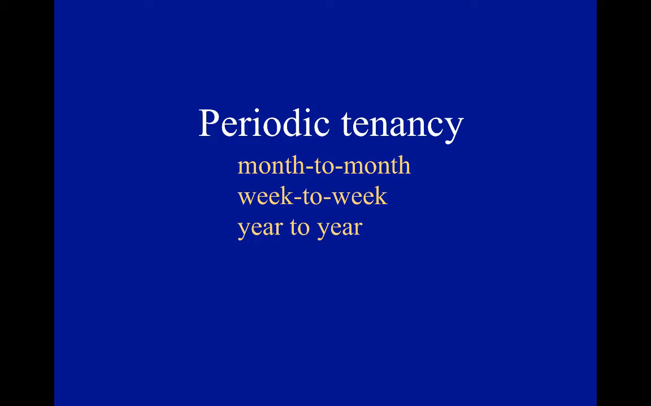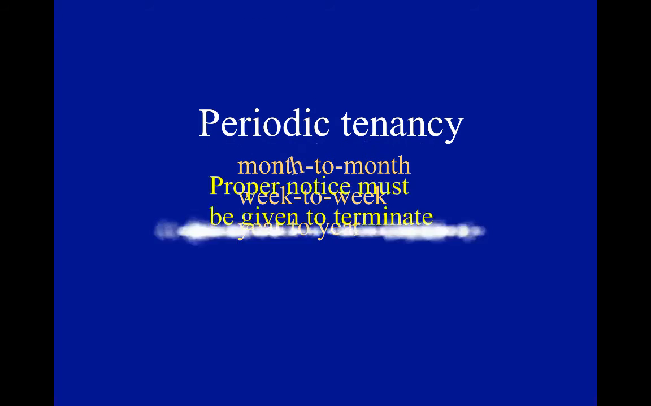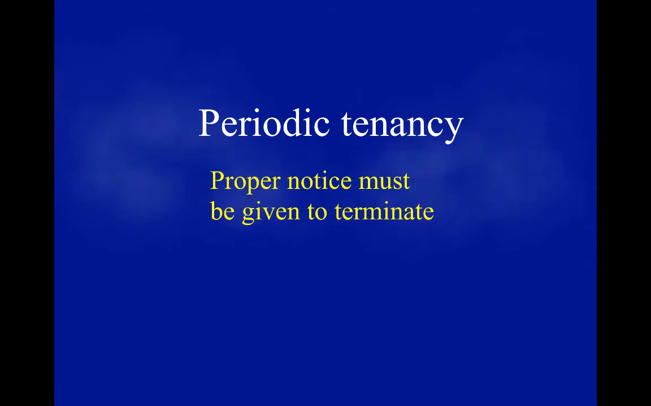Periodic tenancy is a tenancy that is not bound to a lease with a fixed period like an estate for years is. A periodic tenancy follows a period such as month to month, week to week, or year to year. You commonly see this as a month-to-month rental. Proper notice must be given to terminate this lease so the landlord has time to find somebody new.